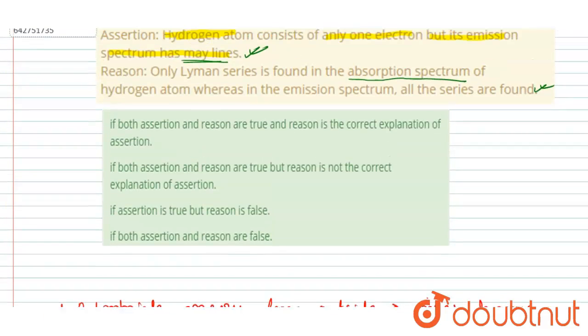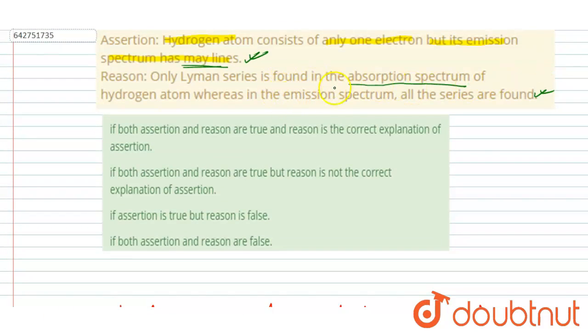So in absorption spectrum the Lyman series is formed, whereas in emission spectrum all series are formed. So the reason is also true, but the reason is not a correct explanation. So B will be the correct answer.